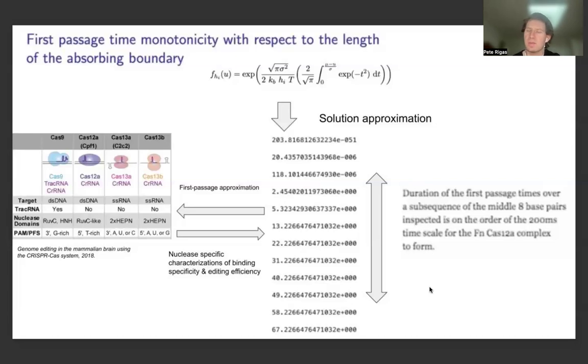And this is to say that from the solution approximation, which we generated from the error function that's given from the explicit solution under some class of landscape potentials that appear in front of the non-constant coefficient in front of the first derivative of the solution, we can tune the parameters properly so that the duration of the first passage times over a subsequence of the middle 8 base pairs inspected is on the order of 200 milliseconds, which coincides approximately with the complete time scale in which the FnCas12a complex forms after FnCas12a examines different genes of interest, which in this experimental data from the lab was taken from E. coli.